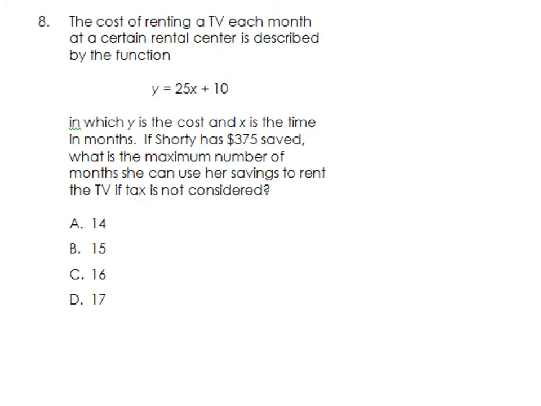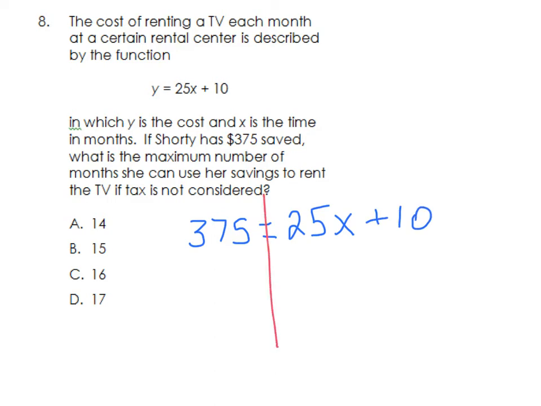Okay, for number 8, we actually have a situation in which they've given us the equation. What we have to do is see how many months we can actually rent a TV based on the fact that we have $375. So that's the total amount of money we can spend. And we know that we're doing 25x plus 10 is our equation. So our goal is to solve for x.